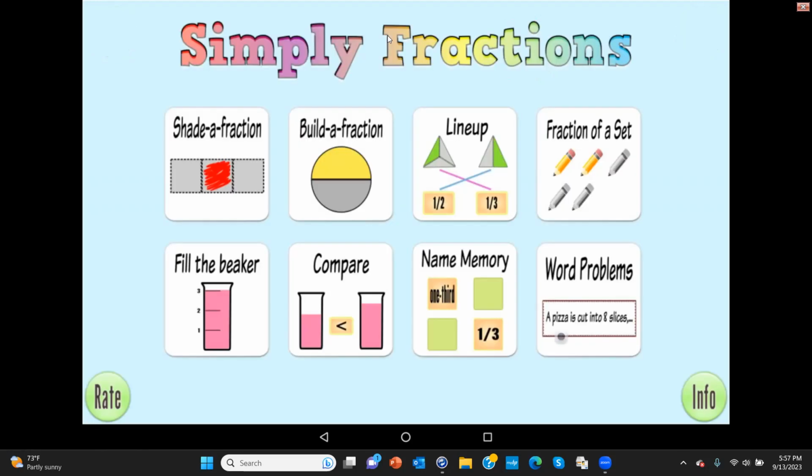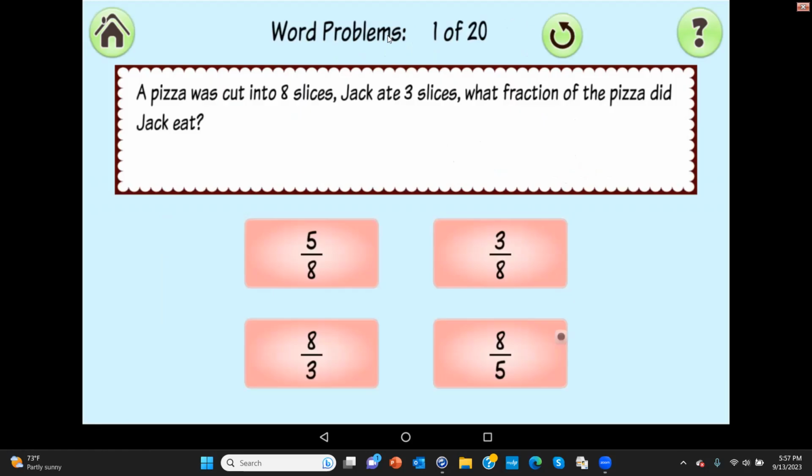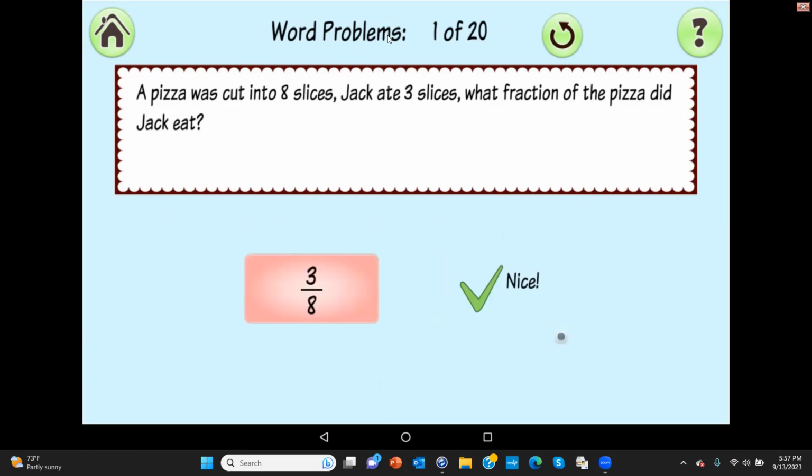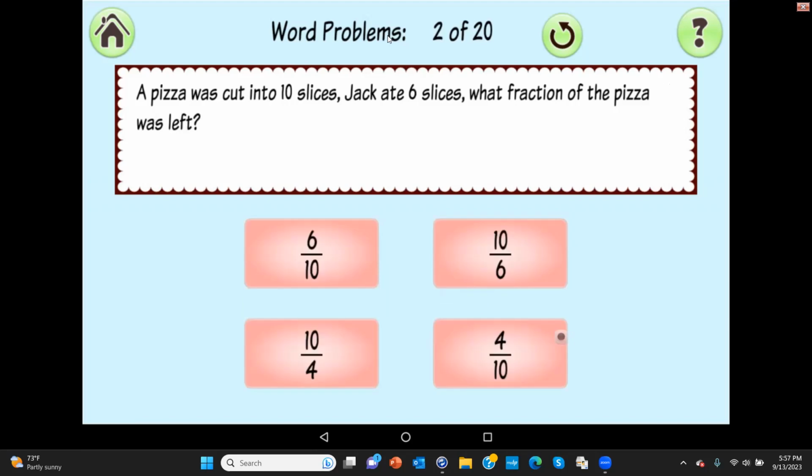Okay, so you click on the house and you see the different things that you could do. You could compare, and then you have word problems. Go to word problems and you have 50 of them. A pizza was cut into 8 slices. Jack ate 3. What fraction of the pizza did Jack eat? 3/8. Okay, so you see a very simple way to teach fractions. Yes, sir. All right.